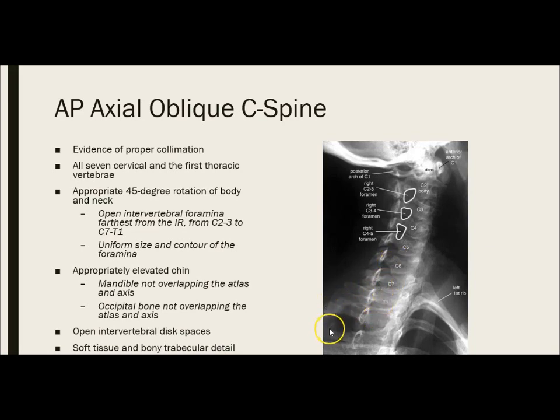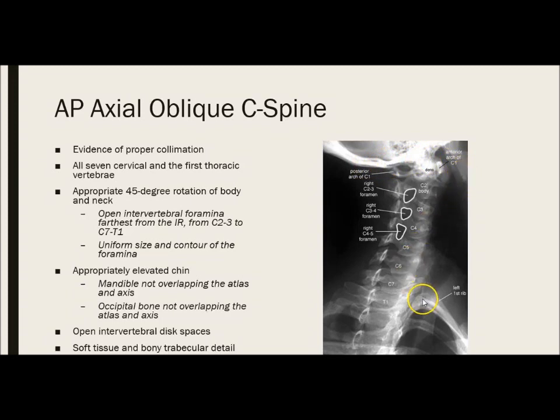Okay. Now, we also want to make sure that the chin is elevated appropriately. That way they're not having overlap over C1 and C2. And how we're going to be able to see that is that the mandible is not going to be overlapping the atlas and the axis, and then the occipital bone is not going to be overlapping it either. Okay, so the occipital bone and the mandible.